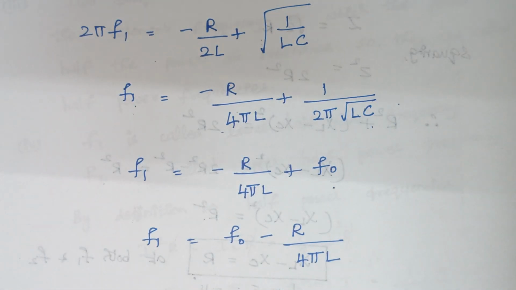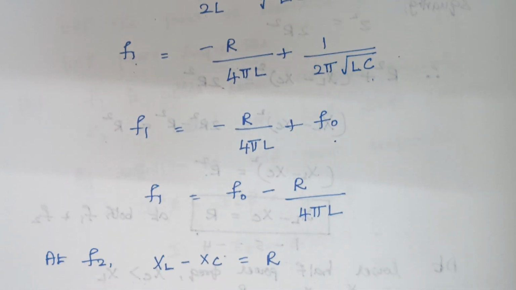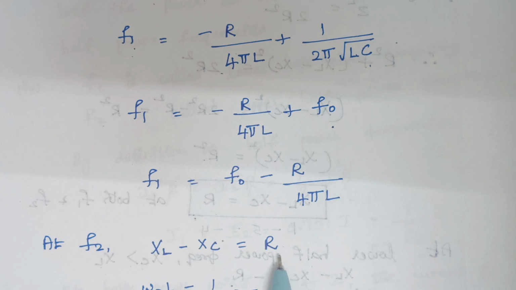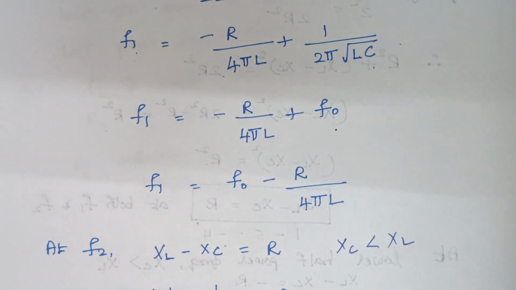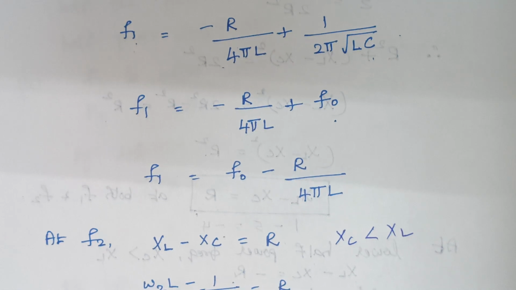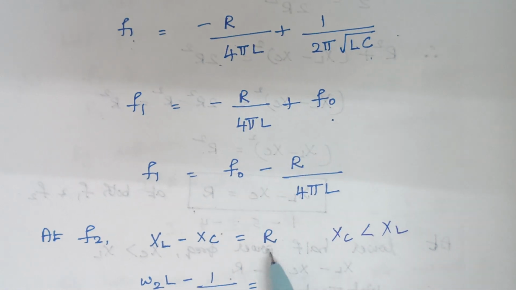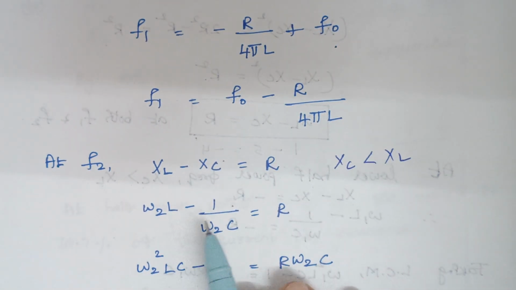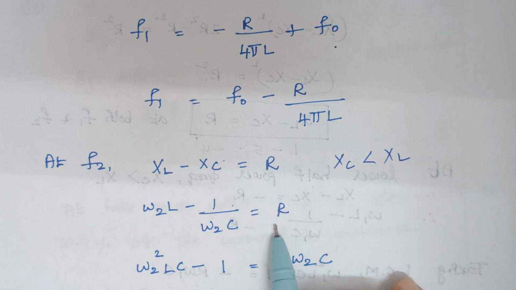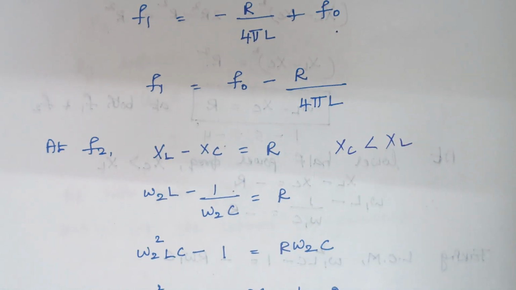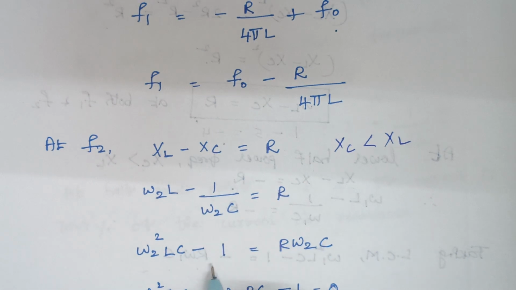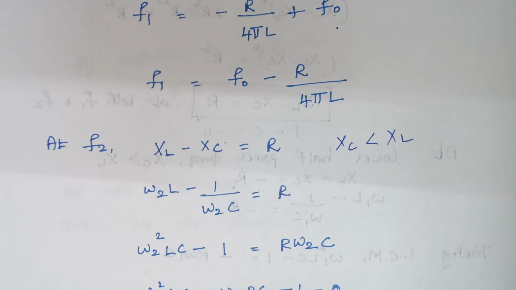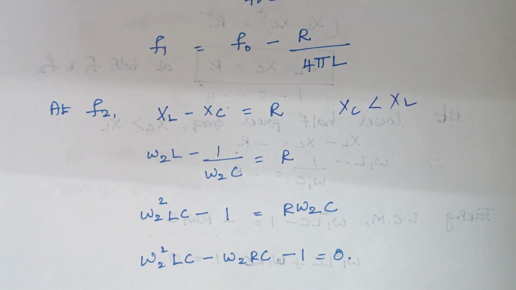Right? Now the next thing is we are moving to F2. So at F2 what happens? XL minus XC is equal to R, because here the value of XC is less than XL. So what happens? Automatically R becomes positive. So again just substitute the values. So omega 2 L minus 1 by omega 2 C is equal to R. So when you take LCM, what happens? Omega 2 square LC minus 1 is equal to R into omega 2 C, right? Again when you rearrange, here we are having an expression like this.